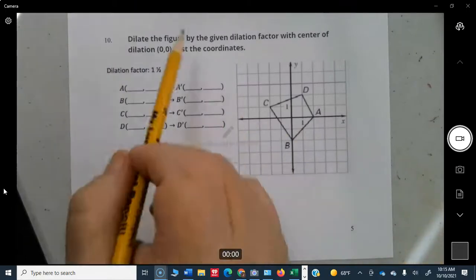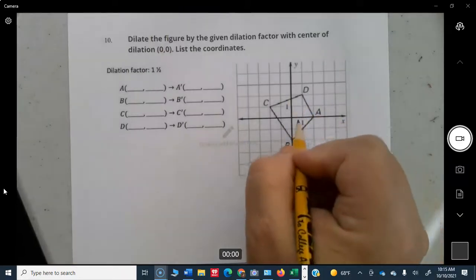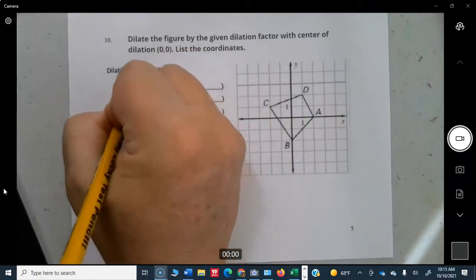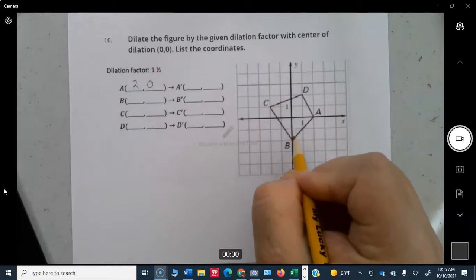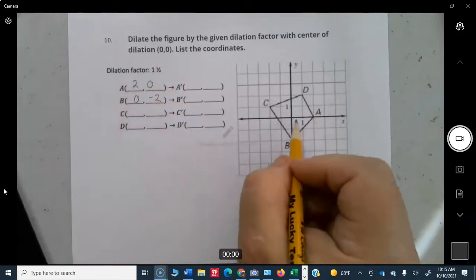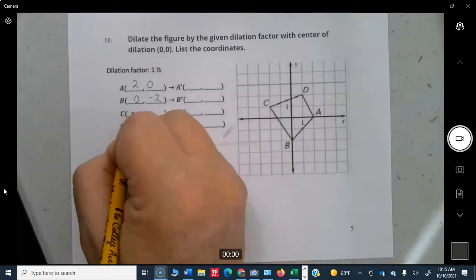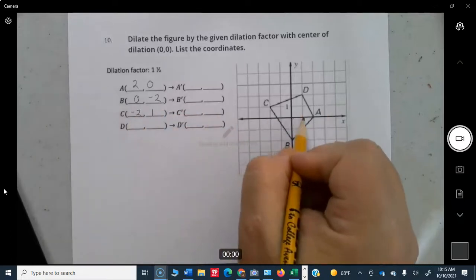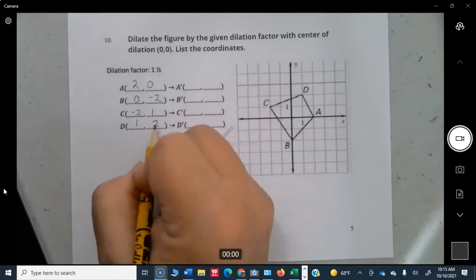Alright, so let's go ahead and plot these points. Now we have a four-sided figure. That doesn't matter. So A is 2 to the right, and you don't go up or down, so that's 2, 0. B, you don't go right or left, you just go straight down 2, so that's 0, negative 2. C, you go backwards 2 and up 1, so that's negative 2, 1. And D, you go forwards 1 and up 2, so that's positive 1, positive 2.